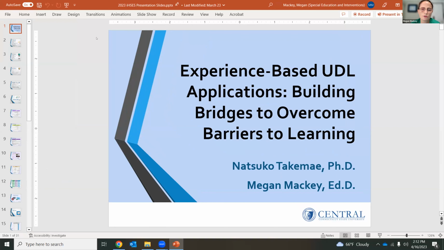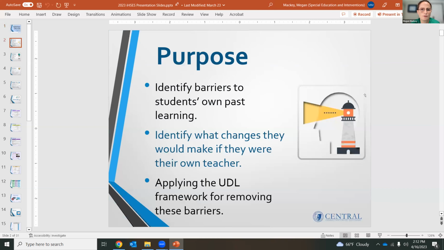UDL stands for Universal Design for Learning applications, building bridges to overcome barriers to learning. The purpose of this was for us to identify barriers to students' own past learning. All of us were students at one point. So this was a matter of having our students take a look at their past learning experiences and identify barriers that they had to their learning. And then, because they all want to be teachers, to identify what changes they would have made if they had been the teacher in that classroom. And then we asked them to apply the Universal Design for Learning framework in order to remove those barriers.